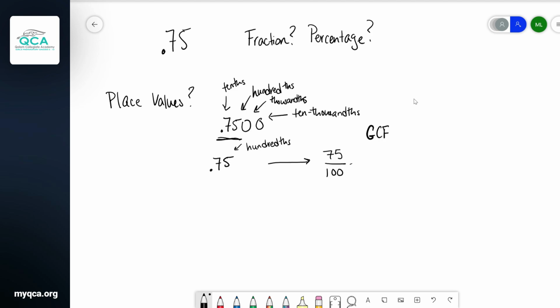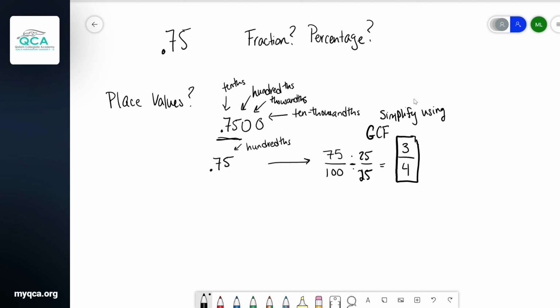So you have to simplify using the greatest common factor. Now, what's the greatest common factor that goes into 75 and 100? It's 25. So I will divide by 25. I encourage you to review your multiplication tables. So 75 divided by 25 is 3, and 100 divided by 25 is 4. And this is the simplest it can be. If you already know you used the greatest common factor, then you're pretty much set to go. So this would be your final answer for the fraction part.